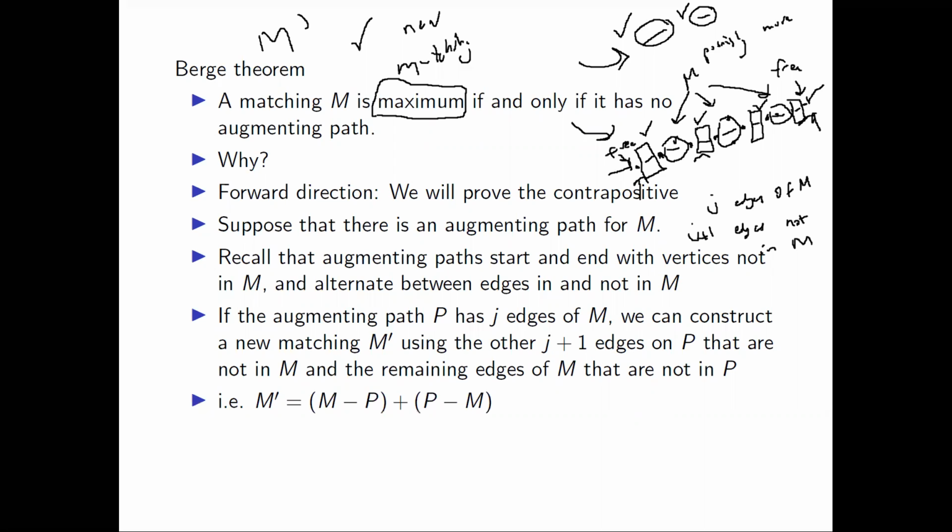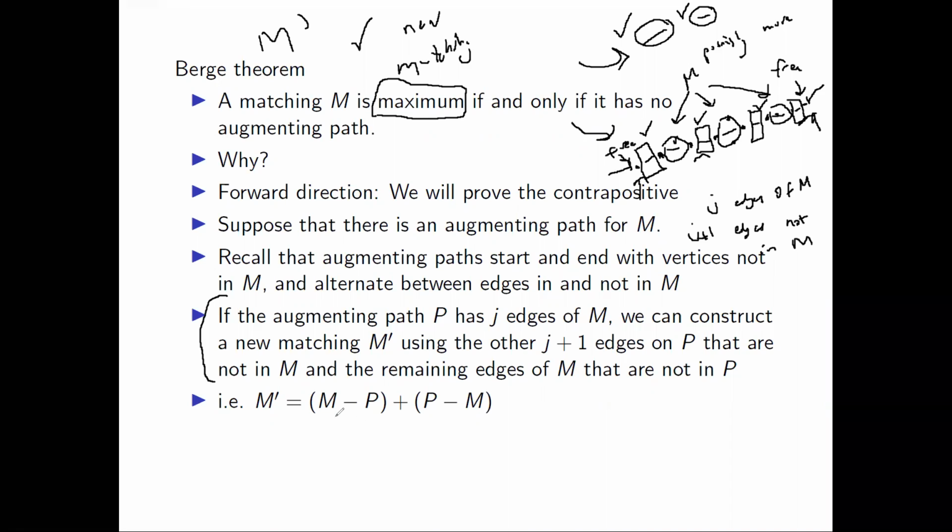And the symmetric difference, we're talking about sets here, sets of edges. So M is a set of edges. We're thinking of P, the augmenting path, as a set of edges. And then we're just doing M minus P plus P minus M. So we're just using the symmetric difference from set theory. And that's exactly what we've described in this last bullet. So in this last bullet, we are doing the symmetric difference.